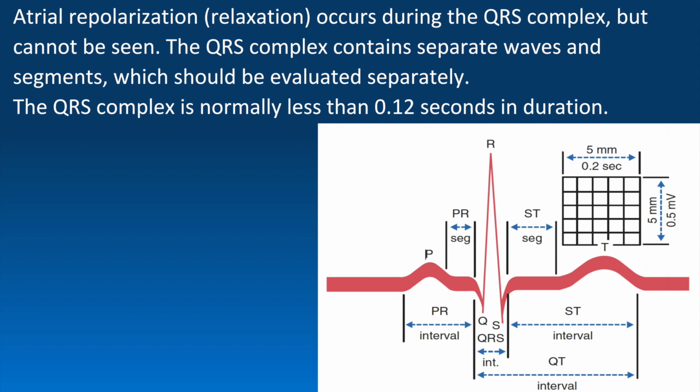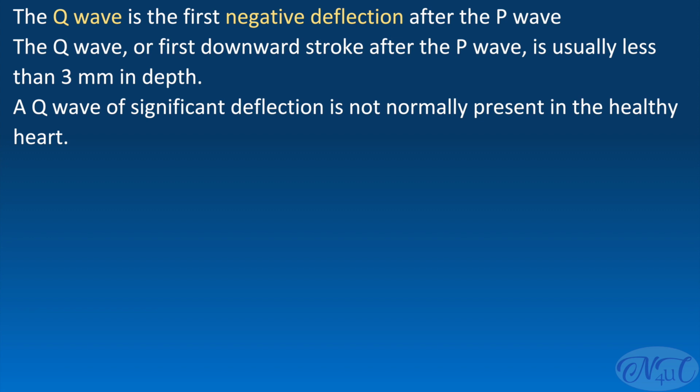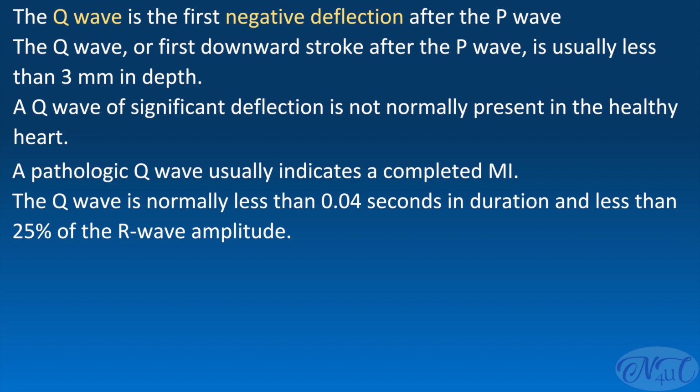The QRS complex contains separate waves and segments which should be evaluated separately. The QRS complex is normally less than 0.12 seconds in duration. The Q wave is the first negative deflection after the P wave. The Q wave, or first downward stroke after the P wave, is usually less than 3 mm in depth. A Q wave with significant deflection is not normally present in the healthy heart. A pathologic Q wave usually indicates a completed MI. The Q wave is normally less than 0.04 seconds in duration and less than 25% of the R wave amplitude.